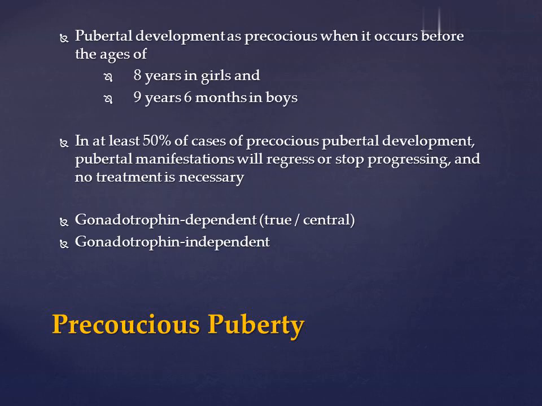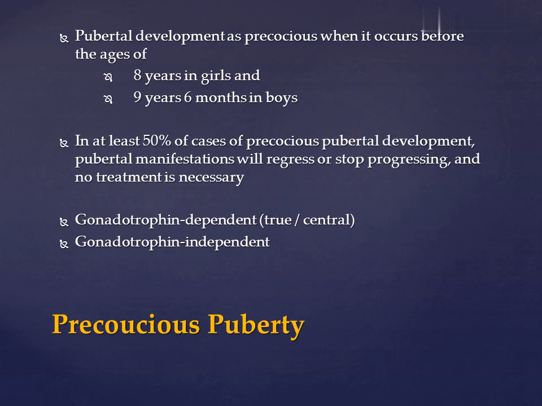Pubertal development is precocious when it occurs before the ages of 8 years in girls and 9 years 6 months in boys. In at least 50% of cases of precocious pubertal development, pubertal manifestations will regress or stop progressing, and no treatment is necessary.